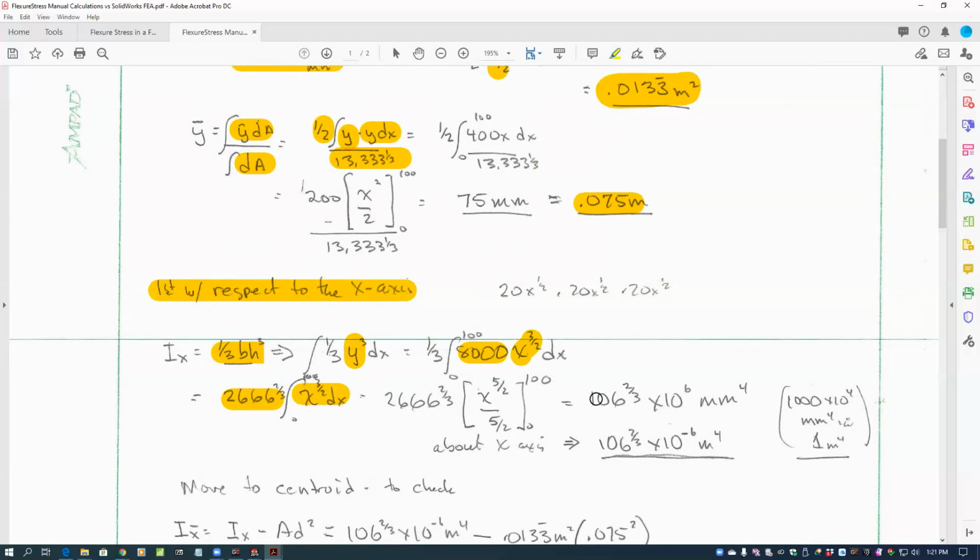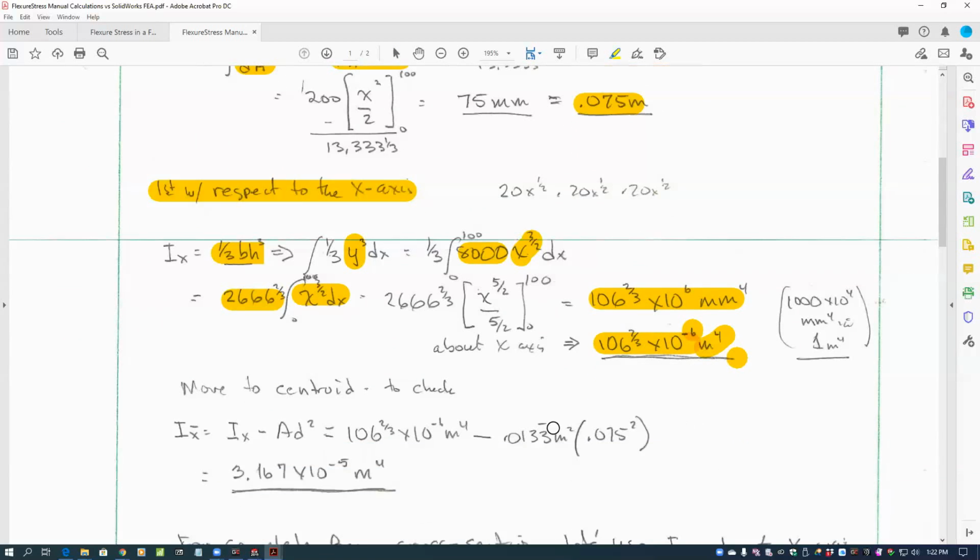So integrating that, we find that our area moment of inertia with respect to the x-axis is 106 2/3 times 10 to the 6 millimeters to the 4th, or because there are 10 to the 12th millimeters to the 4th in 1 meter to the 4th, we move our decimal place 12 places to change it to meters. So there's 106 2/3 times 10 to the -6 meters to the 4th.